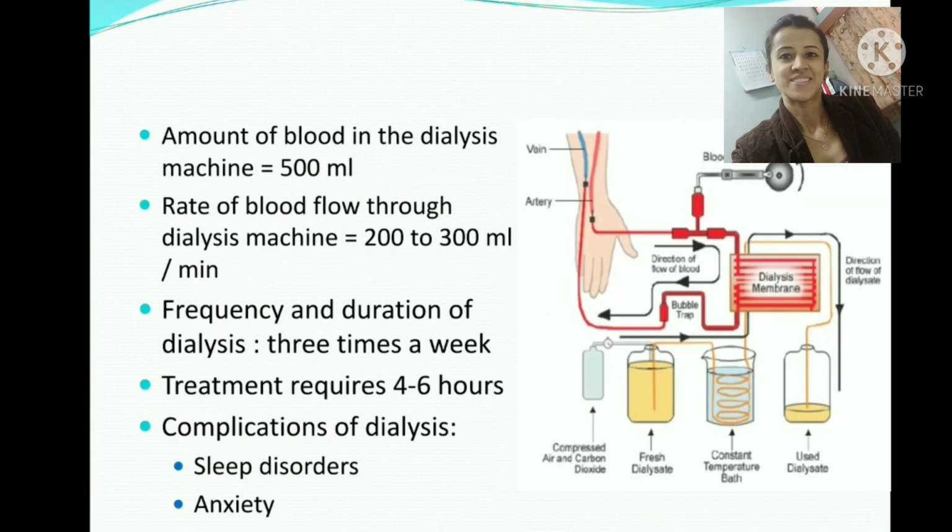Now, the amount of blood in the dialysis machine is about 500 ml, and the rate of blood flow through the dialysis machine is 200 to 300 ml per minute. Frequency and duration of dialysis: it is required about 3 times a week, and the whole dialysis requires 4 to 6 hours to complete. And what are the complications? The patient may have sleep disorders, anxiety, or depression.